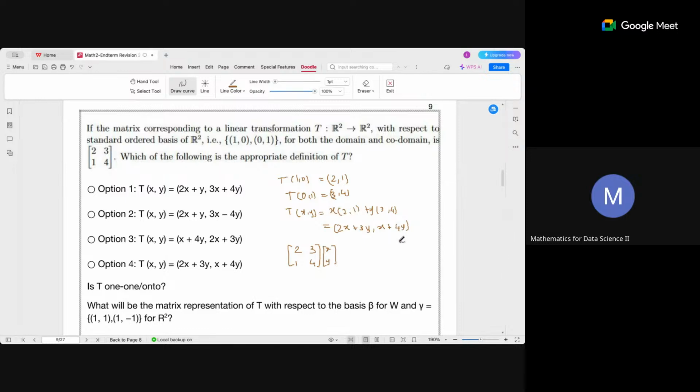Straight away we can write. If it is a different basis, then you have to first of all express x comma y as a linear combination of these bases and then perform these operations. Also, since it is the standard ordered basis, you can straight away find it in this way: 2x plus 3y, x plus 4y.